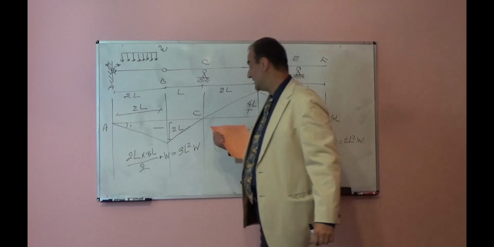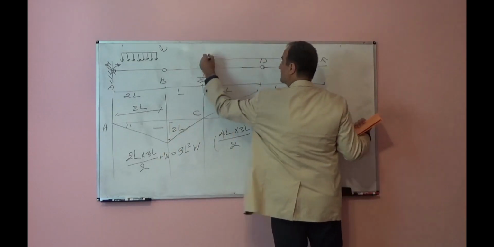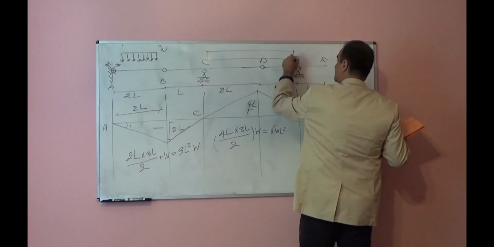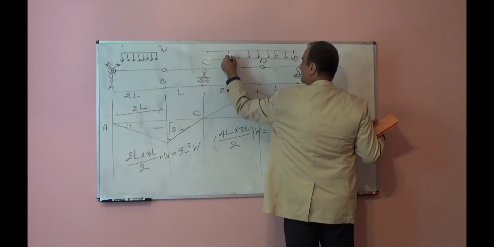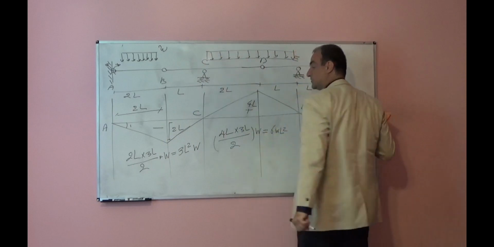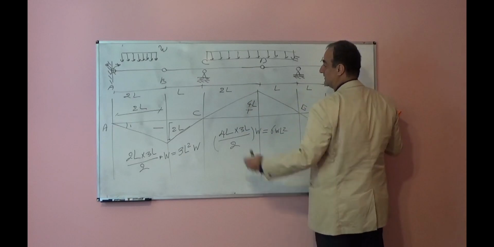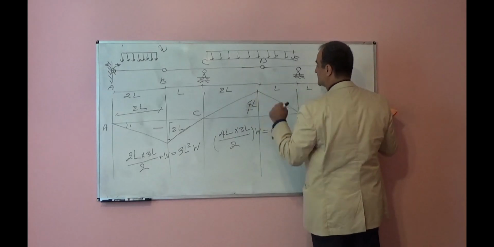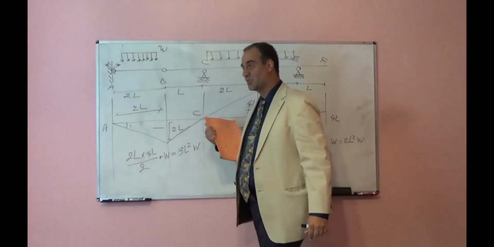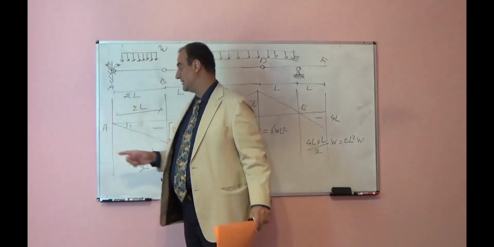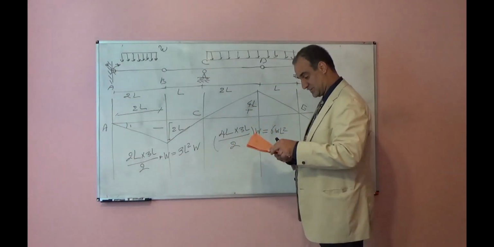So which one is bigger? This one is bigger. So I should put this distributed traveling load from C to E, and the length of this uniform distributed moving load should be 3L. If the length of this load is 3L and I put it here, we will end up with the maximum moment at point A, and the maximum moment will be 6WL squared.